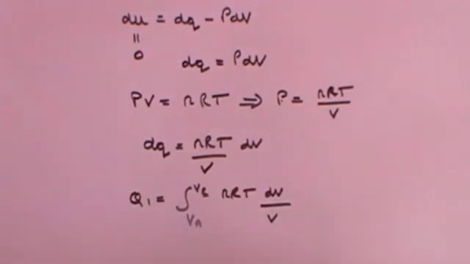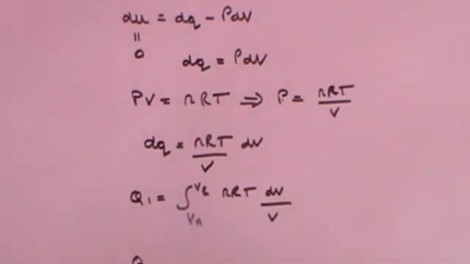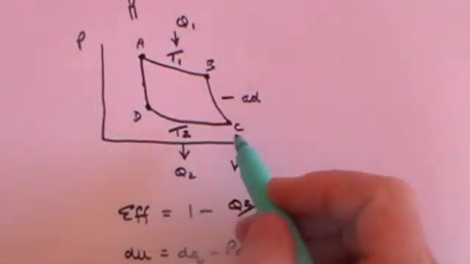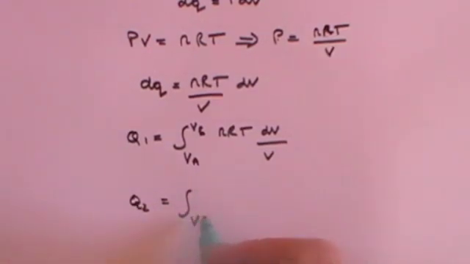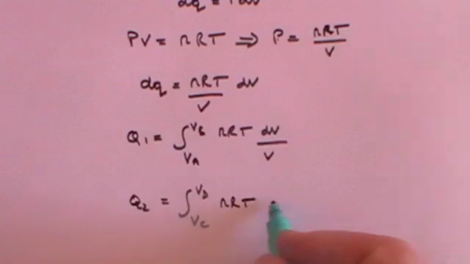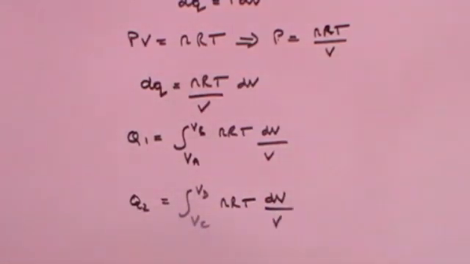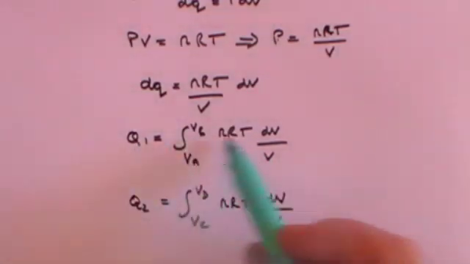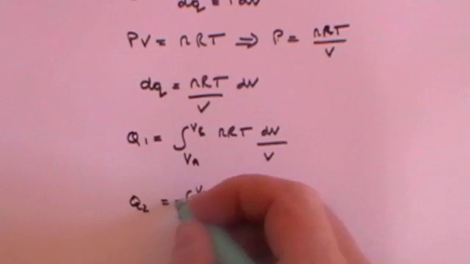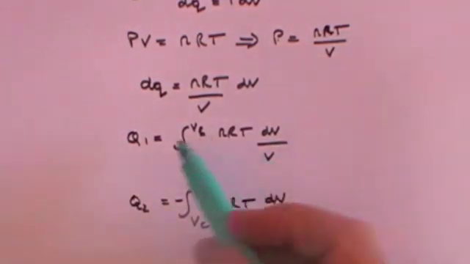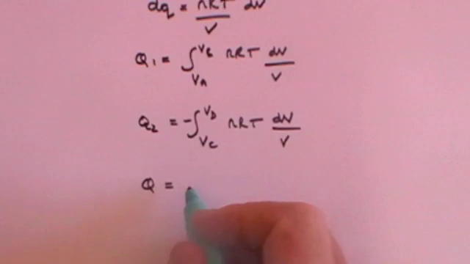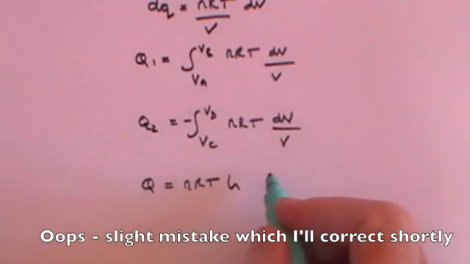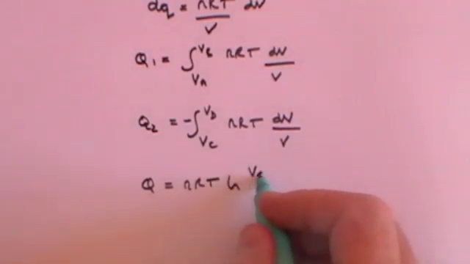If we want Q2, well, remember that Q2 was heat out, and that resulted in a volume change from VC to VD. So Q2 is going to be the integral of VC to VD of nRT dV by V. And once again, to keep the signs correct, since this is heat in, if this is heat out, then we need a minus sign to show that Q2 is heat out, where Q1 is heat in. Well, if we do the integral, we will find that Q1 is equal to nRT times the log of VB over VA.